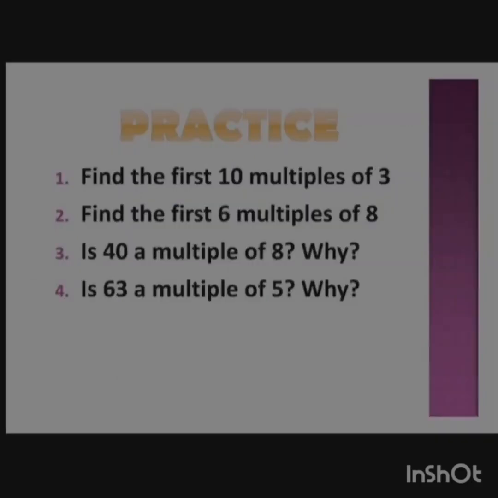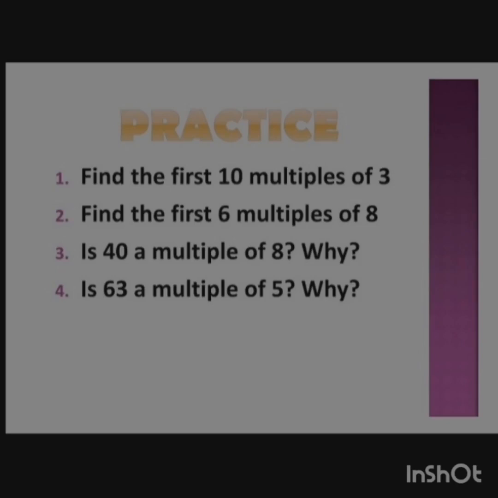Now, I want to give you something to practice at home. By now, you should be able to find these answers. Let's take a look at number 1. Find the first 10 multiples of 3. In doing this, you write out 1 to 10 and you multiply them by 3. It will give you the first 10 multiples of 3. So I showed you, you get the first 10 multiples of 3.